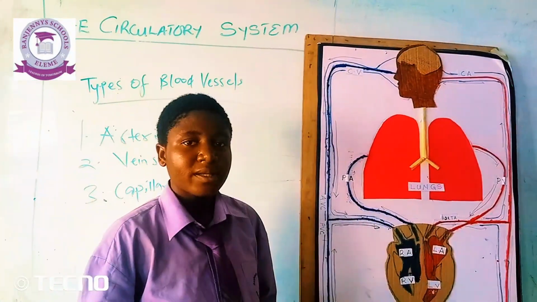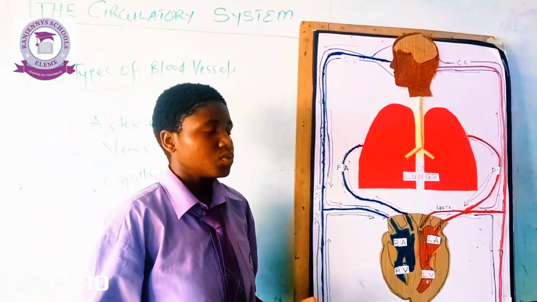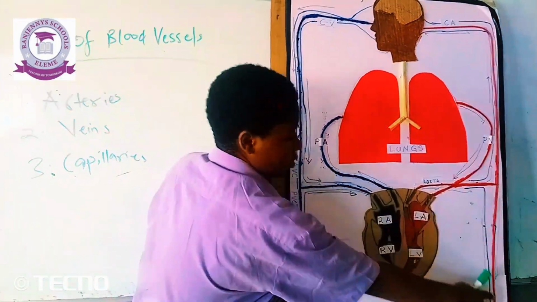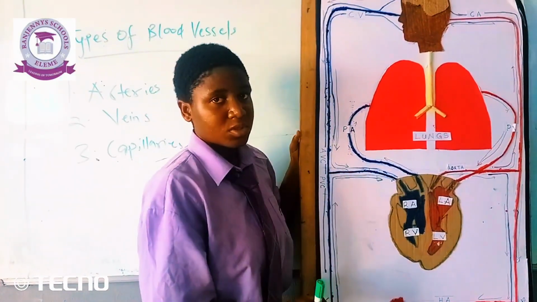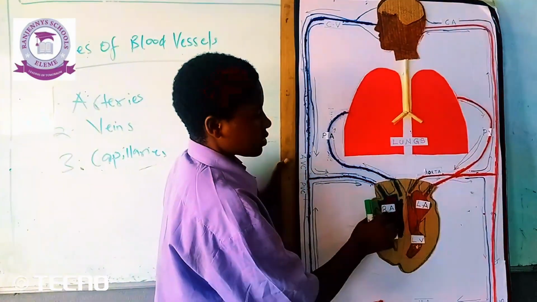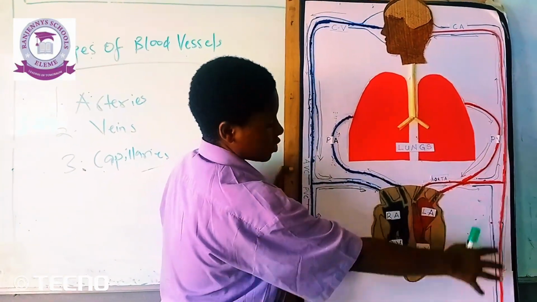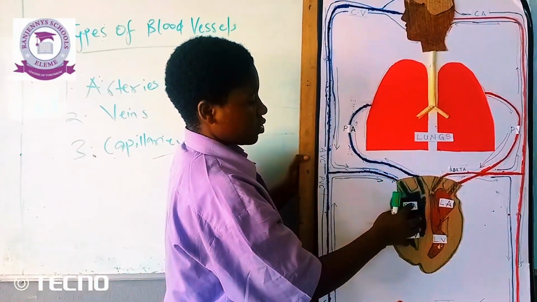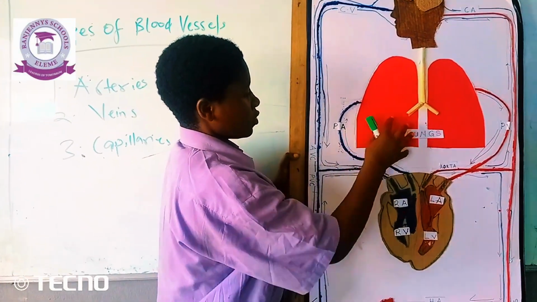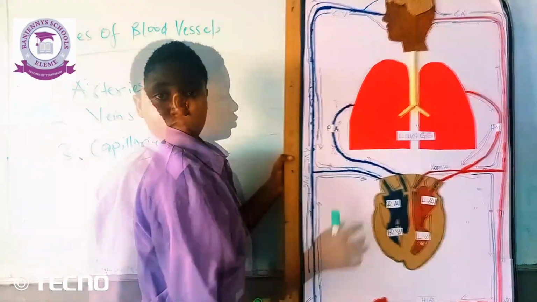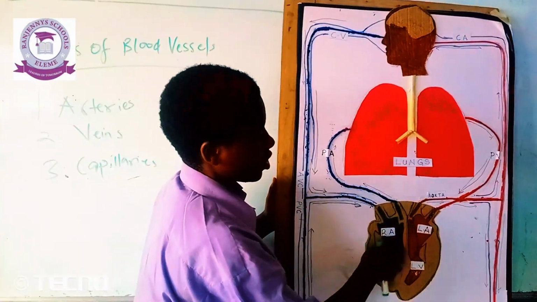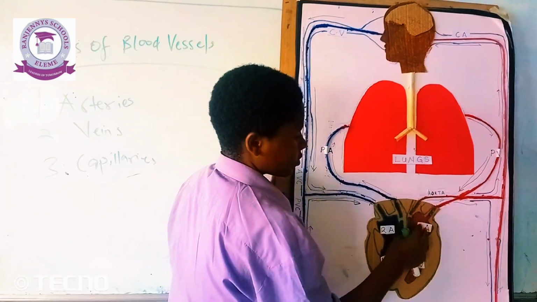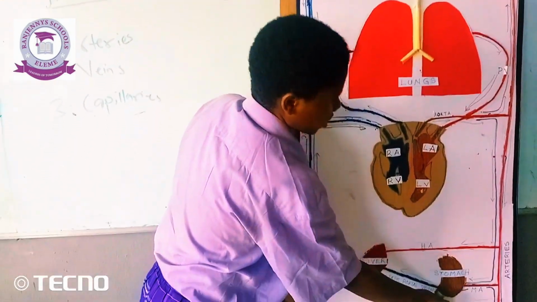The arteries are the blood vessels in our body which take blood away from the heart to the other body cells. Arteries in the body only take blood away from the heart to other body parts except the pulmonary artery, which takes deoxygenated blood from the heart to the lungs for oxygenation. In this diagram, the aorta is the largest artery, which takes oxygenated blood from the heart to other body parts.